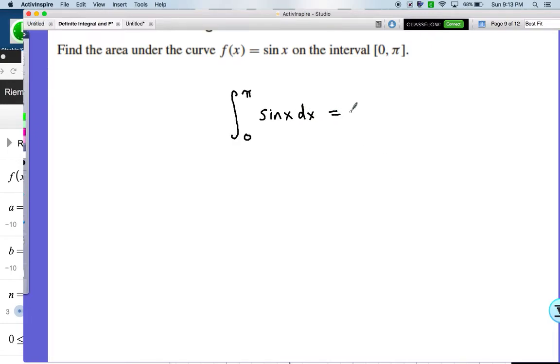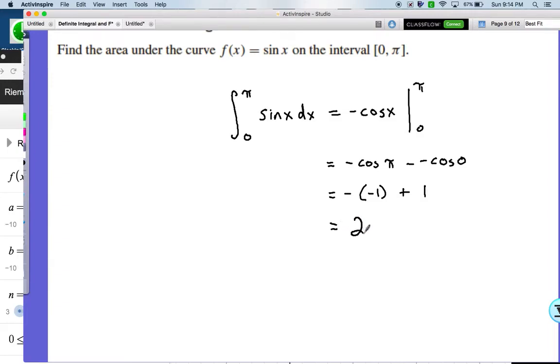Take the antiderivative, which is negative cosine of x, going from 0 to pi. And then we plug those in. We get a negative cosine of pi minus a negative cosine of 0. Remembering our trig values, the cosine of pi is a negative 1. This turns into a plus, and the cosine of 0 is regular 1. And so it ends up that that is going to be 2.